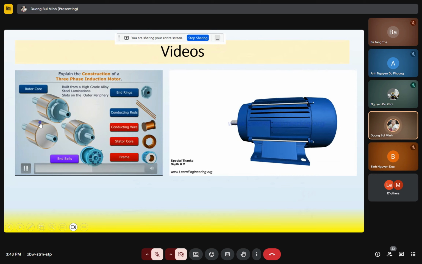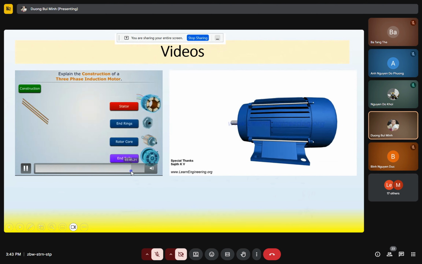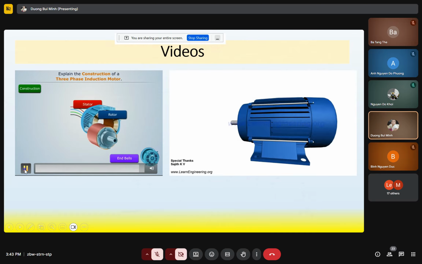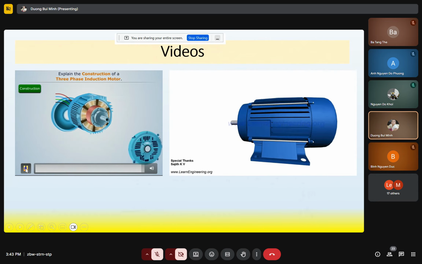This is the squirrel cage rotor we discussed before. Okay. So we supply AC power into the induction motor, and we can get the rotating stator magnetic field. If the stator magnetic field rotates, then the rotor also rotates.